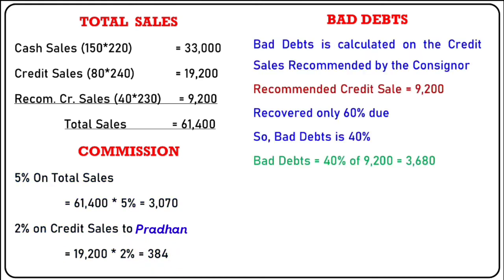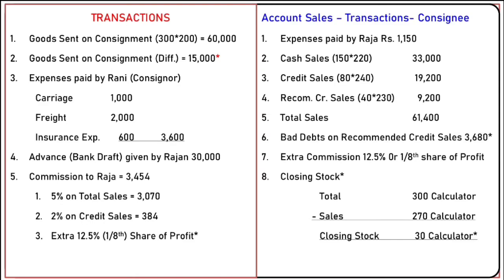Moving towards bad debt. Bad debt is calculated on credit sales recommended by consignor. Here recommended credit sales was 9,200. On that 60% recovered, so 40% is bad debt. So bad debt is 40% of 9,200, that is 3,680. તો આ થઈ ગયા આપણું ટોટલ સેલ્સ, કમિશન, બેડ ડેટ. સૌથી મહત્વના 3 પોઈન્ટ. આગળ.